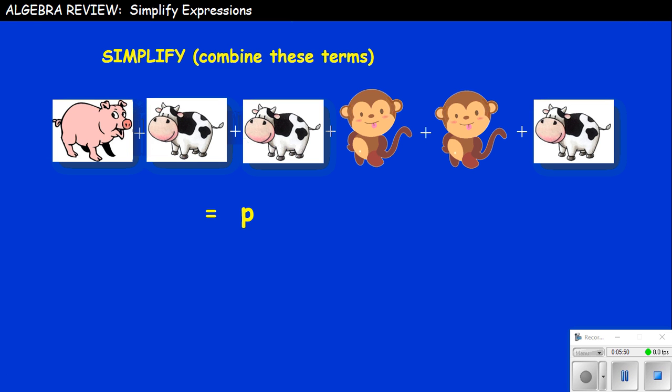Next, we look for our next animal. In this case, it's cows. We can count up how many cows we have. Cow plus cow, skip these, plus another cow. That's 3 cows. And finally, add up our 2 monkeys. We have 2 monkeys.